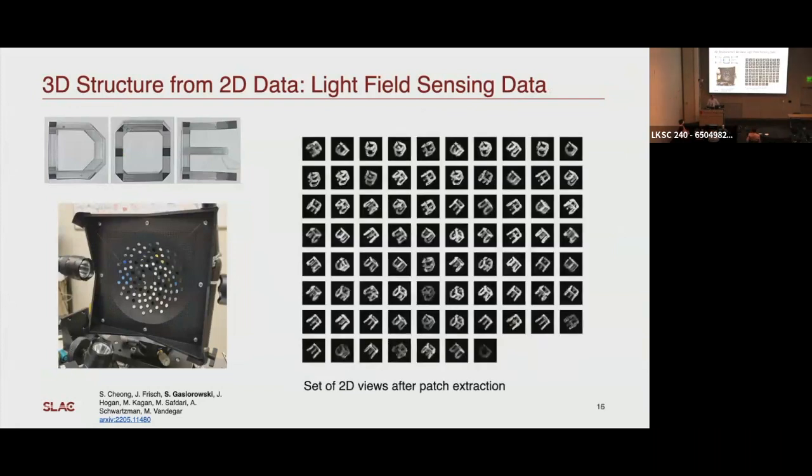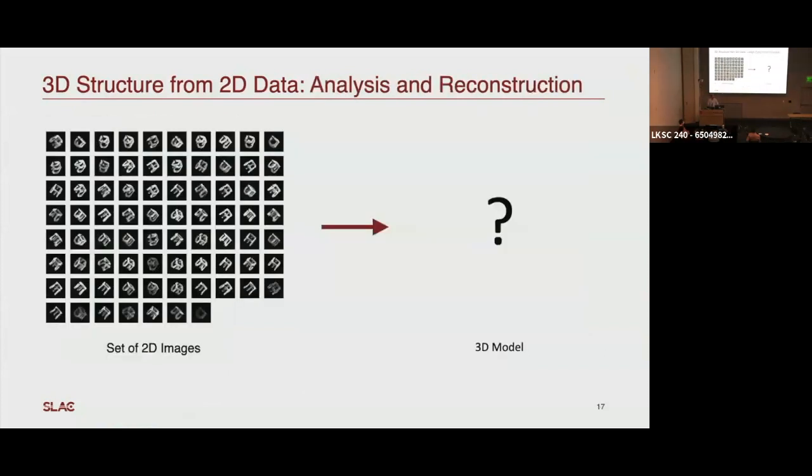If you do some image processing on that, just patch extraction, you get data that looks like this, where each of these images is a different view of the object of interest. So then the algorithmic question is: we've got the data, how do we go to a 3D model?